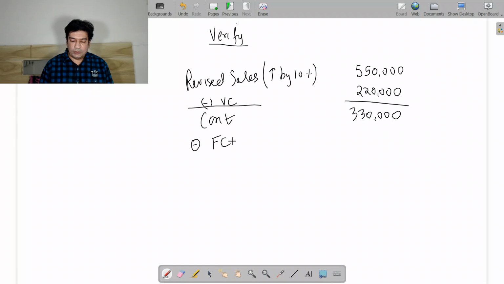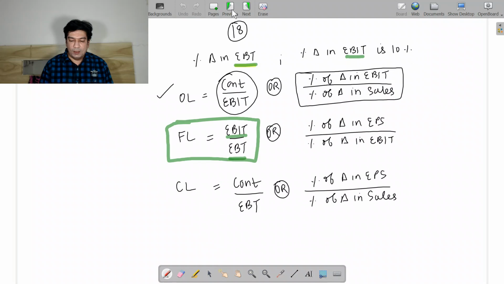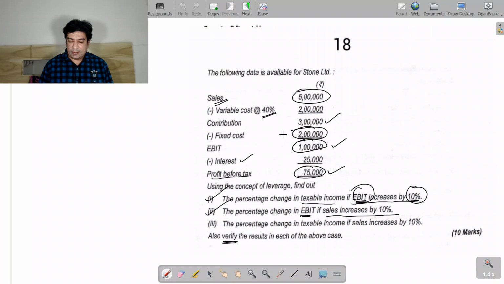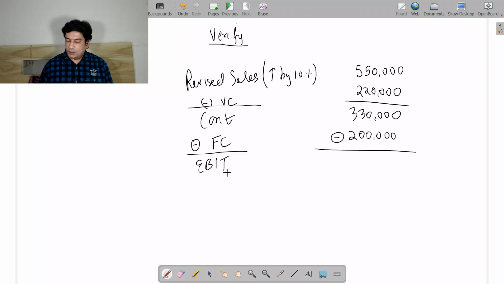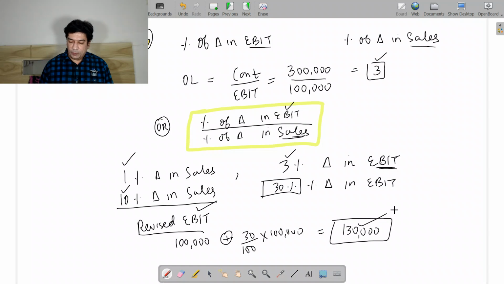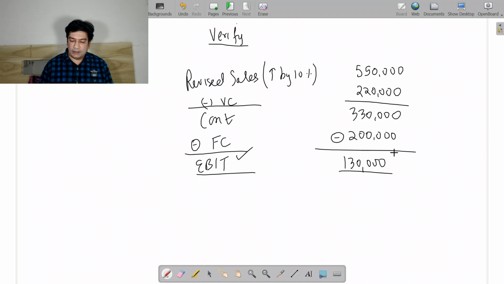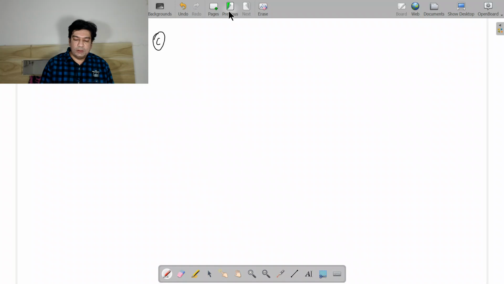From this I am going to subtract my fixed cost. So the fixed cost is 2 lakhs. I will be subtracting 2 lakhs over here. So I will be getting EBIT, which is 1,30,000, and we have confirmed it that our revised EBIT is 1,30,000. So we are able to confirm that. So now we are moving to the third part.